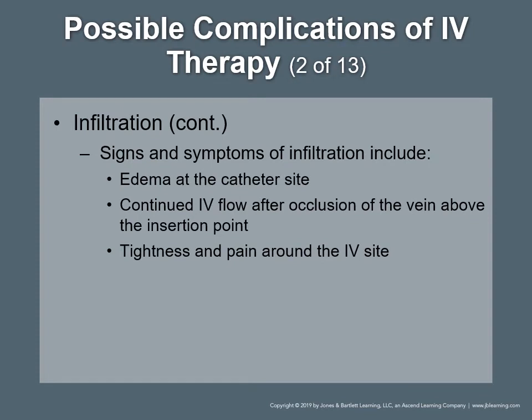Signs and symptoms of infiltration include edema at the catheter site, continued IV flow after occlusion of the vein above the insertion point, or the patient complains of tightness and pain around the IV site. To correct infiltration, discontinue administration and reestablish the IV line in the opposite extremity or at a more proximal location on the same extremity. Apply direct pressure over the swollen area to reduce further swelling or bleeding into the tissue. Avoid wrapping tape around the extremity for direct pressure.